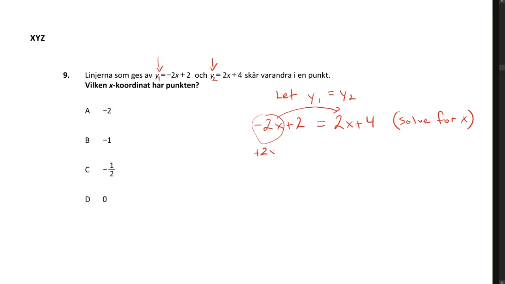So if I add 2x here, that means that 2x plus negative 2x is 0x. So now I have 2x plus 2x, it's going to give me 4x. Since I'm putting x on one side, I can move this onto this side. If I subtract 4 and I subtract 4, 4 minus 4 is 0. 2 minus 4 is negative 2.